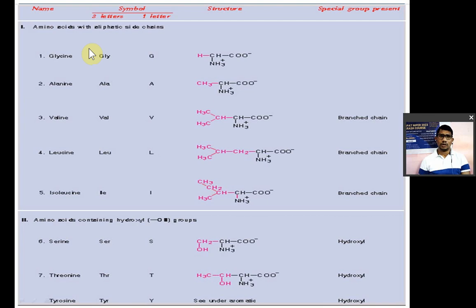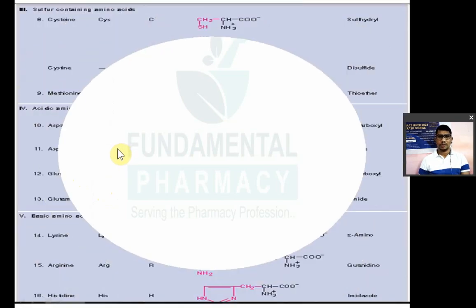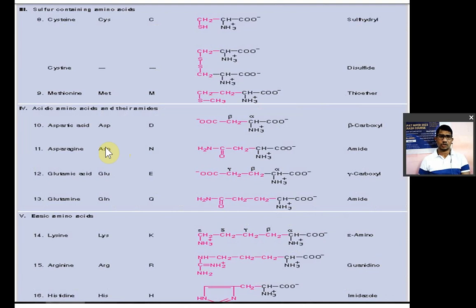We have seen the structural classification of amino acids also. The first class was amino acids with an aliphatic side chain: glycine, alanine, valine, leucine, isoleucine. The second class was amino acids containing an OH group, that is a hydroxyl group. Short trick: ST, S for serine and T for threonine. The third class is the sulfur containing amino acids: cysteine, cystine and methionine. Cysteine has a sulfhydryl group, cystine has a disulfide bond, and methionine has a thioether.